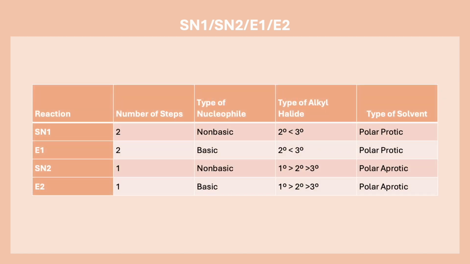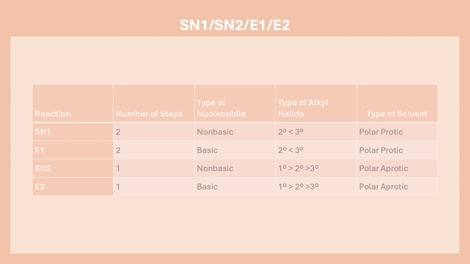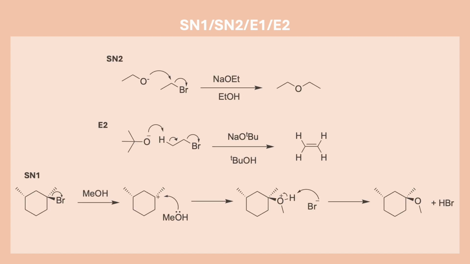This slide is a chart which shows the conditions that will cause a reaction to favor SN1, E1, SN2, or E2. This slide shows the complete mechanism with all curly arrows as you would need to draw for an exam.